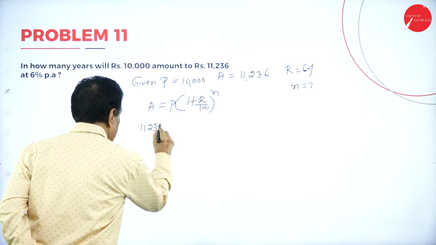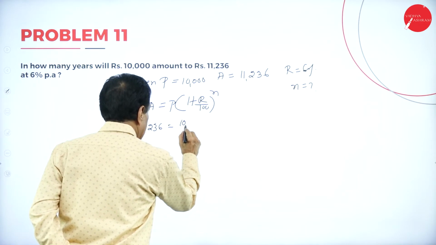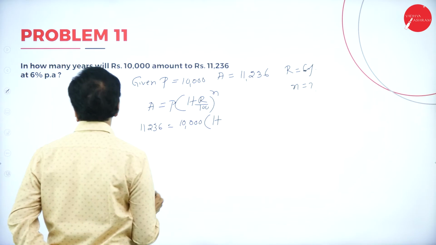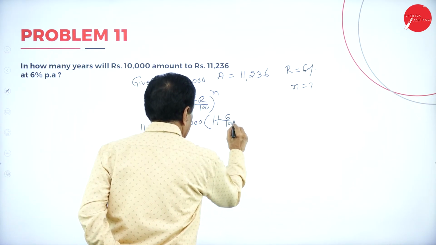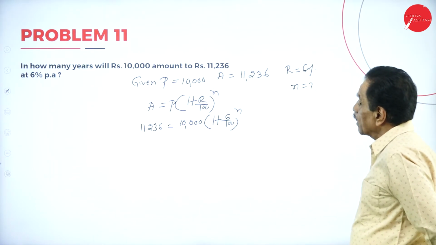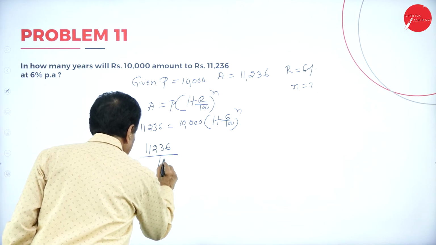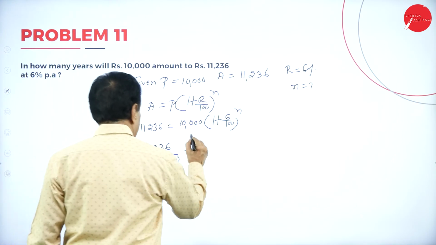11,236. What's your principal money? 10,000, into 1 plus, what is your rate? 6 divided by 100 to the power of N. We don't know N. 11,236 divided by 10,000. What is left over?